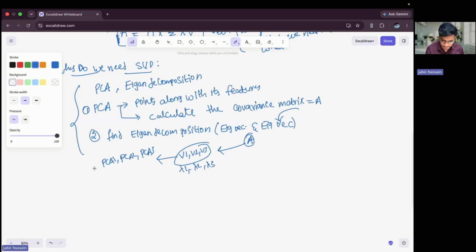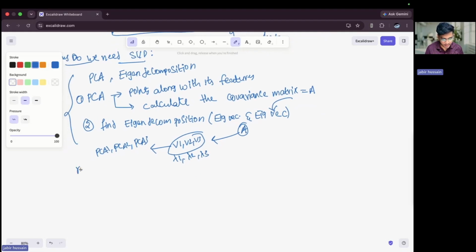They require something, and the requirement of PCA is that, first, tell me the definition of eigen decomposition. The equation of eigen decomposition is A V equals lambda V. This is the equation of eigen decomposition. But if you remember, in eigenvectors and eigenvalues, this equation came from a square matrix.